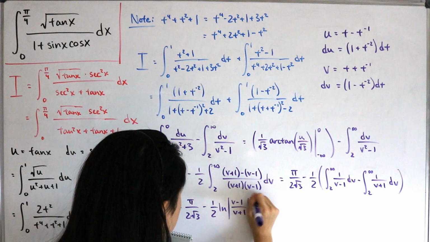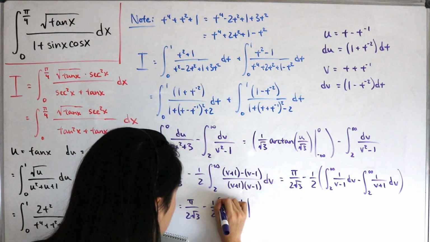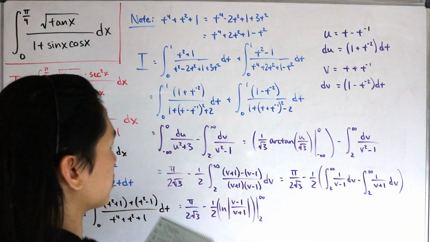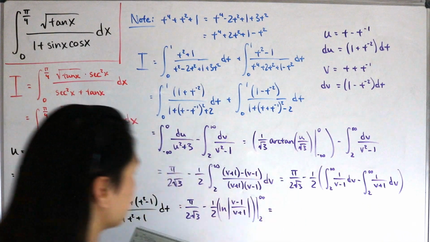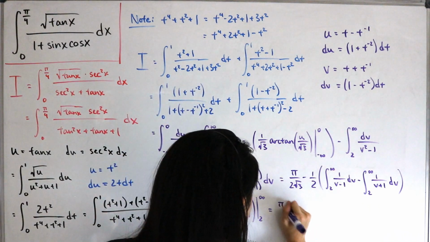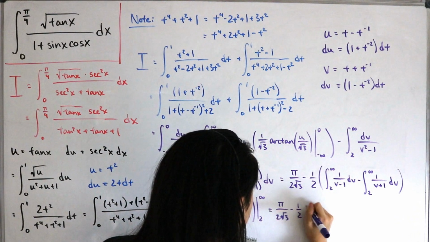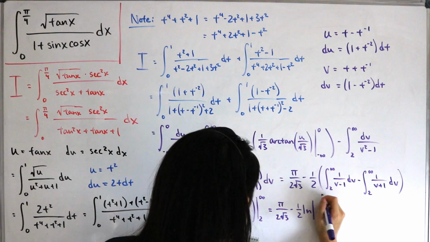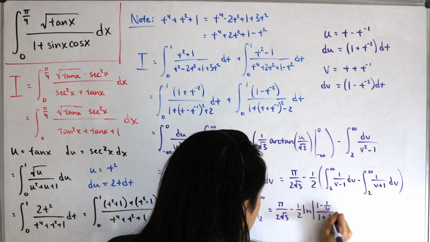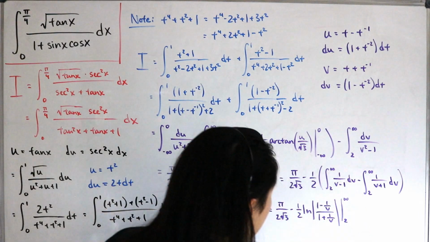That leads to an issue, because we have infinity and then 2. Let me put the parentheses over here: 2 and then infinity. So what I can do is divide by v, so at least we have a rational function that we're working with. So pi divided by 2 square root of 3 minus 1/2, and then the natural log of 1 minus 1 divided by v over 1 plus 1 divided by v, evaluated from 2 to infinity.